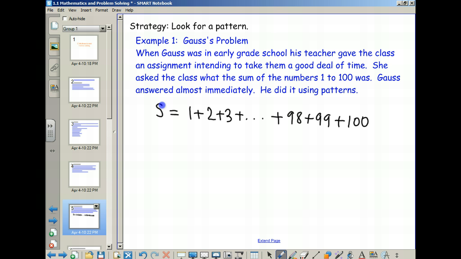So Gauss was pre-calculator. And this should take a child quite a long time to do. But it didn't take Gauss a long time to do it. And this is what he did. He noticed this pattern. So I'm going to draw my curves for it.